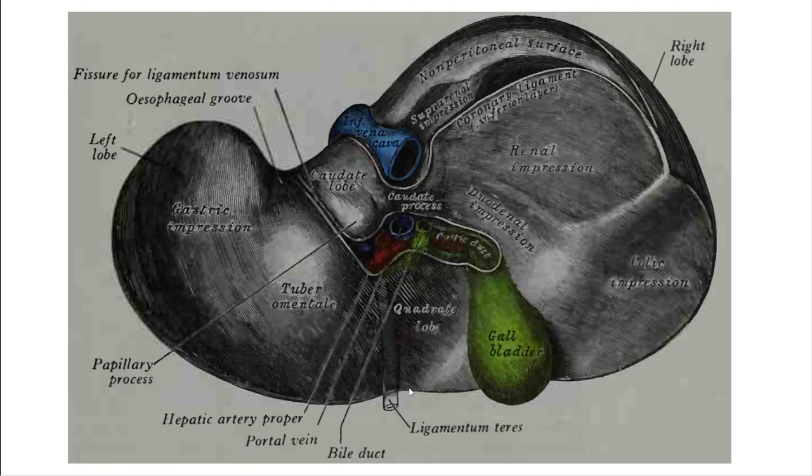Then there is the fissure for ligamentum teres. There is the quadrate lobe related to the pyloric part of the stomach and the first part of the duodenum. Then there is the cystic fossa related to the gallbladder. There is the duodenal impression related to the superior duodenal flexure, that is the junction between the first and second parts of the duodenum. Renal impression related to the upper part of the right kidney, and colic impression related to the hepatic flexure of the colon.